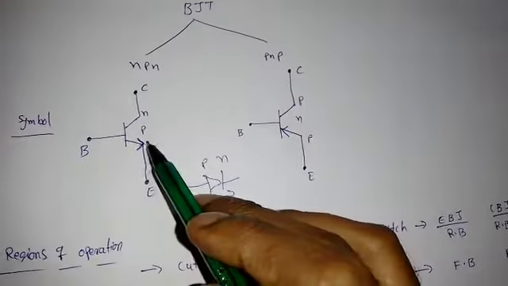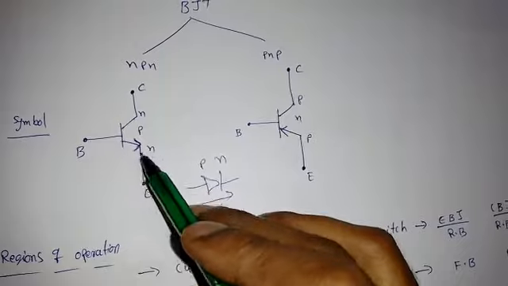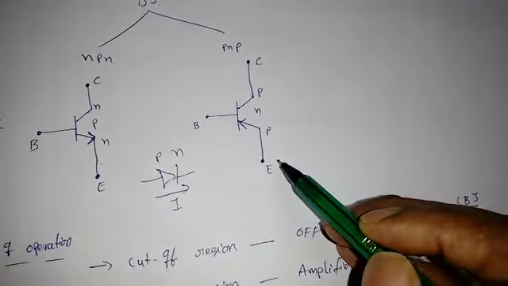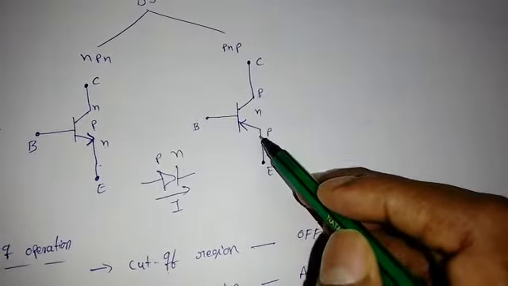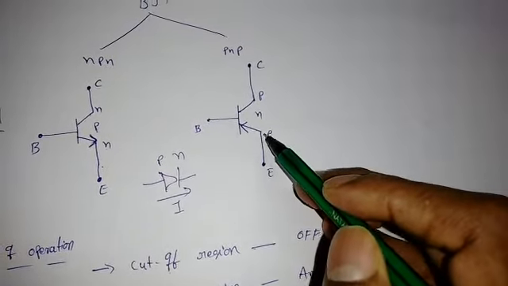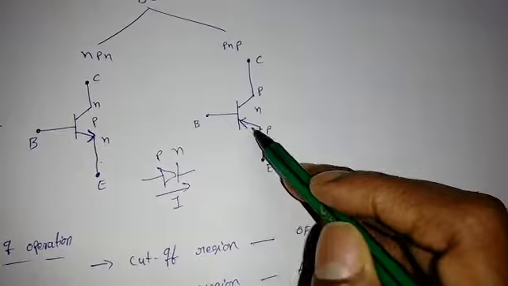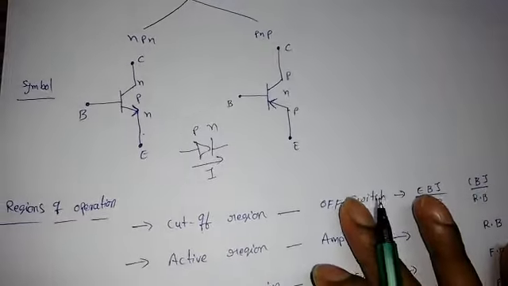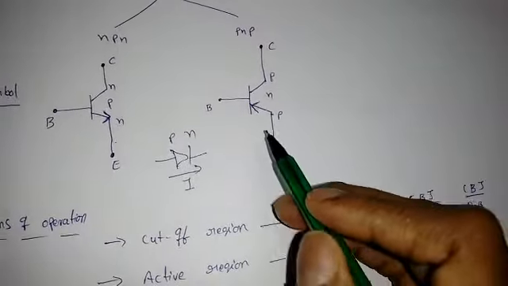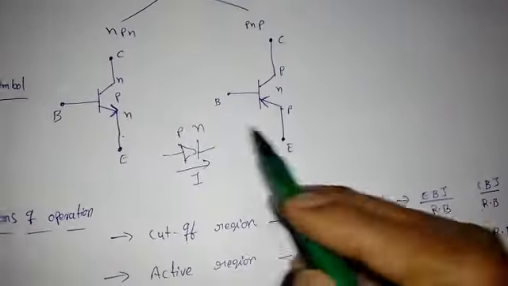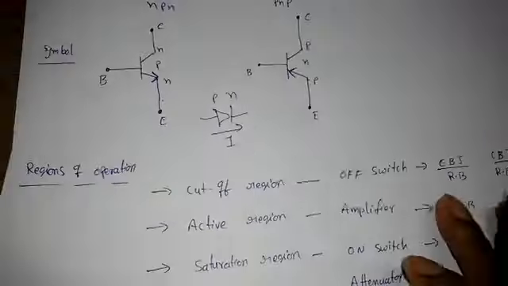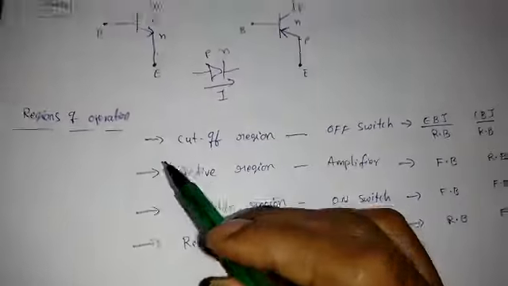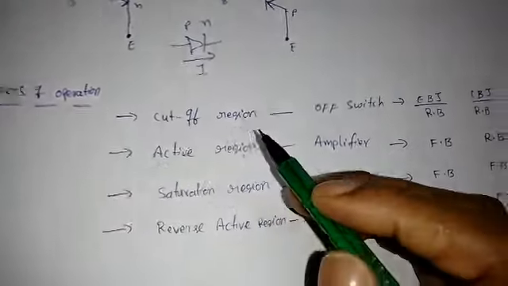only. That is why in NPN, the base to emitter junction is forward biased, so the current direction is P to N. Similarly for PNP, the emitter base junction: the emitter is P, so it is forward biased, meaning P to N is the current direction, so that's why it is upward in PNP. Or we can say it is out of the emitter in NPN and into the emitter in a PNP. Now we will see the regions of operation, or modes of operation, of a BJT.